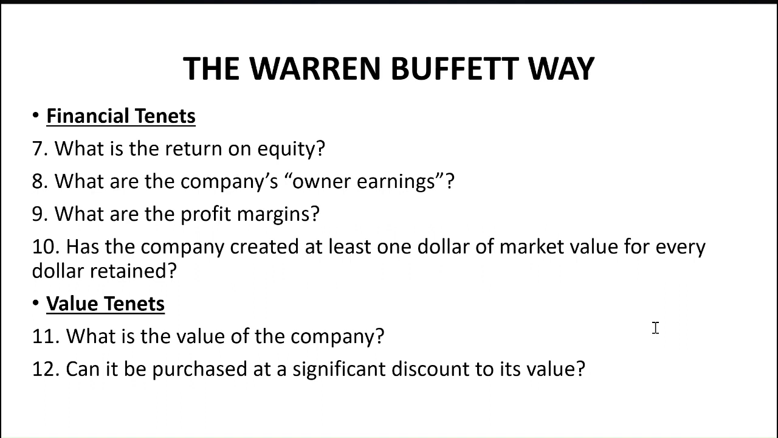Then the next is, what is the owner's earning? A company's owner's earning is nothing but PAT, profit after tax. Whatever is the leftover residual income of a company after paying all the liabilities, like the operating expenses, administrative expenses, then your interest charges, depreciation, amortization, then your taxation. After that, whatever is left, that is the owner's earnings.